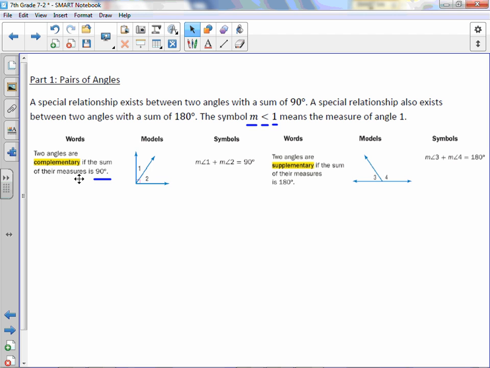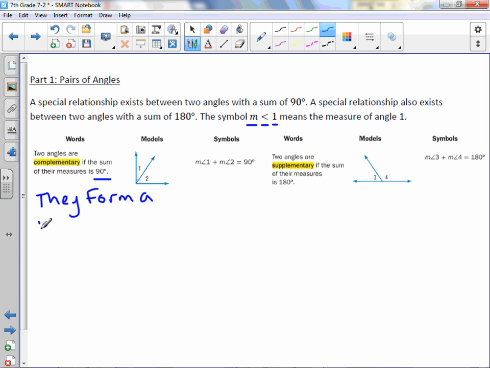Two angles are complementary if the sum of their measures is 90 degrees. So when you add them up and they equal exactly 90, they are considered complementary. And I also want you to jot down that they form a right angle, because right angles are 90 degrees.